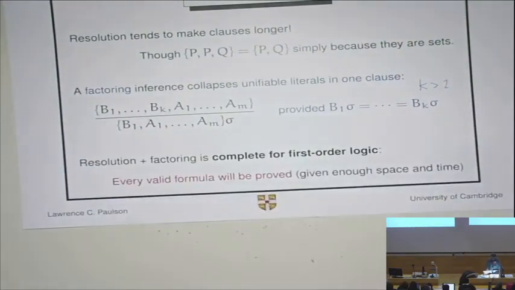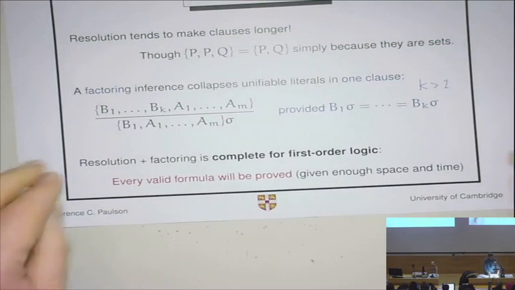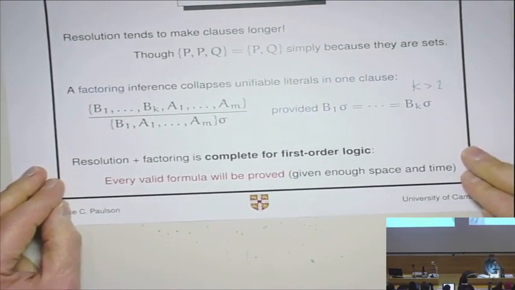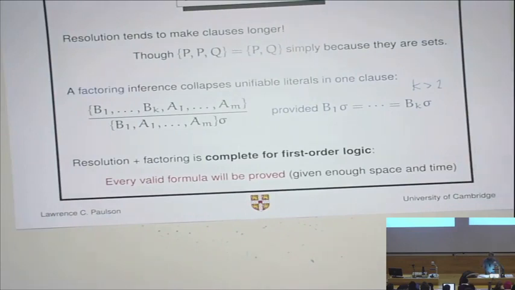Now, it turns out, and God knows I'm not going to prove it, these completeness proofs are really tricky, you can prove that the two rules together, resolution plus factoring, is a complete proof system, and that means you're guaranteed to get a proof eventually.